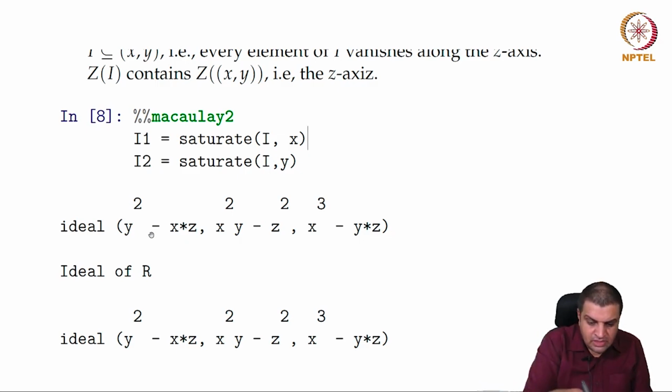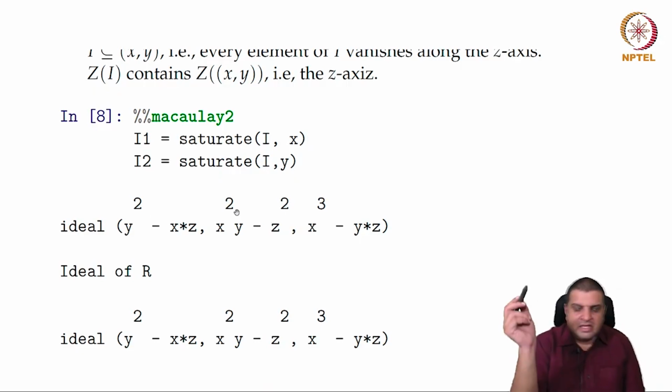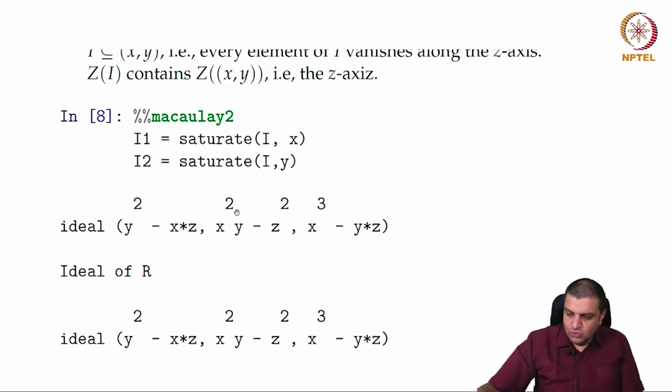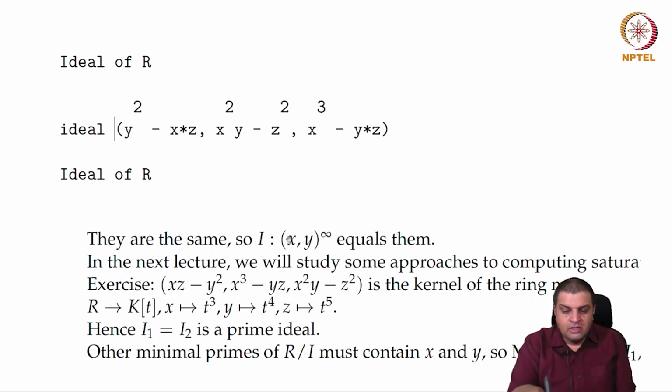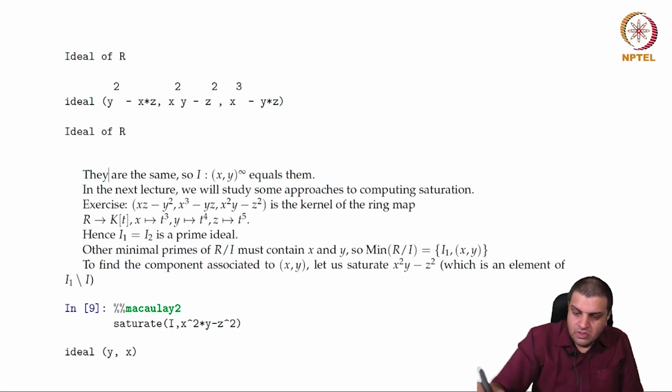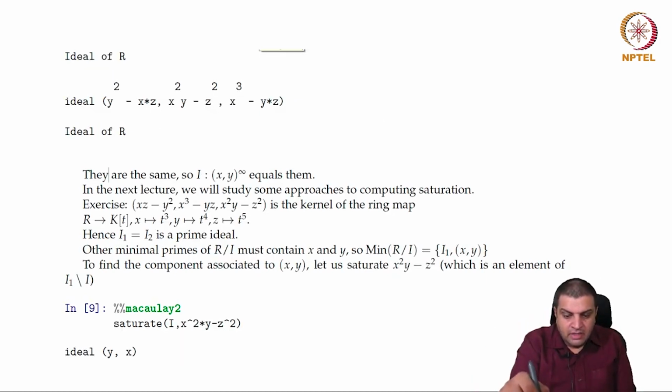Okay, so then we just notice that I1 and I2 are the same. Okay, and so this and this is the given generator, and we have a new generator x squared y minus z squared, which is not in the ideal given by x and y. But since these two saturations are the same, it is equal to I colon the saturation of x comma y also. Okay. So in the next lecture or later in this lecture, we will study some approach to computing saturation. Right now, we will just continue with this thing.